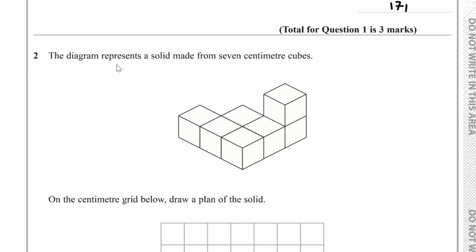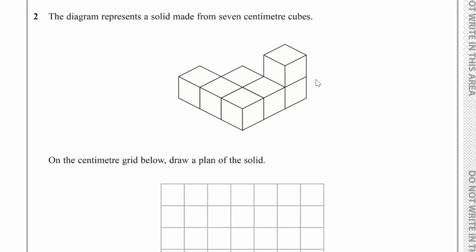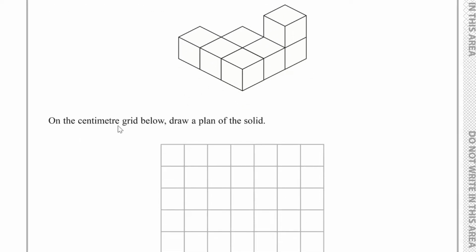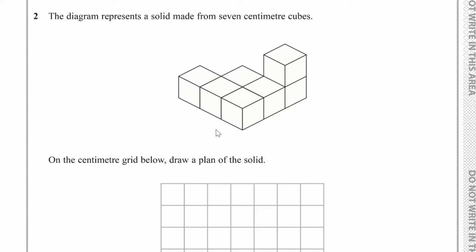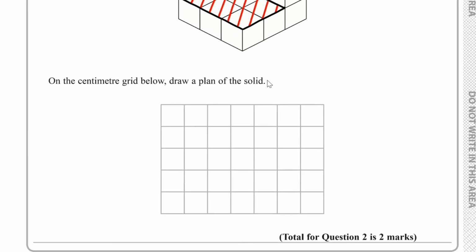Question 2. The diagram represents a solid made from 7 centimeter cubes, and that's what we see here. And on the grid here, we have to draw a plan for the solid. Well, what do we mean by the plan? Well, the plan means we are looking down on the shape. So when we look at the top view, we see what's shaded here. So we need to draw this onto our grid. So we have something looking like this for our plan.